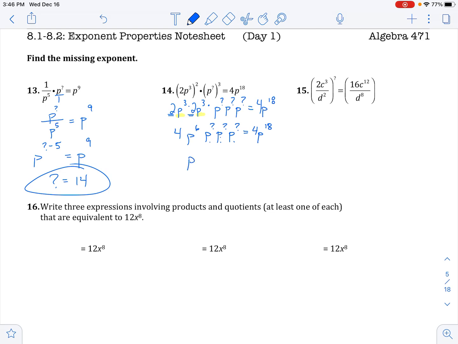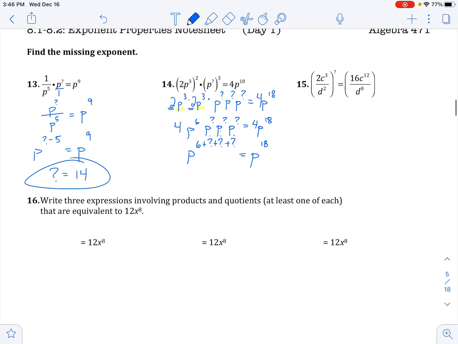Well, that all comes down to this idea that we get p to the 6th plus question mark plus question mark plus question mark equals p to the 18th. And as we try to find this here, we're going to end up getting that that question mark would have to be equal to, magic number, 4. And the reason for that is because 4 plus 4 plus 4 is 12, plus 6 would equal 18.